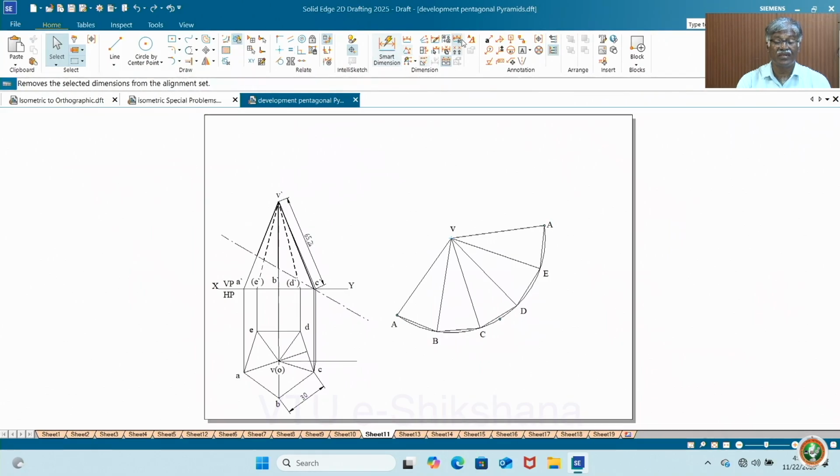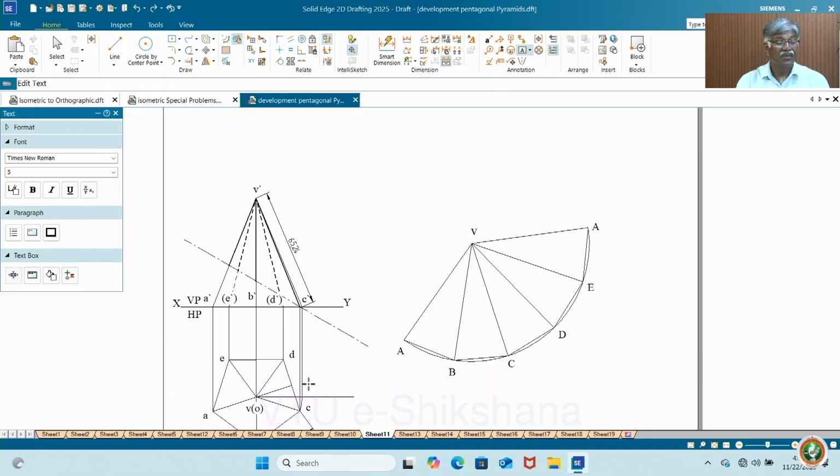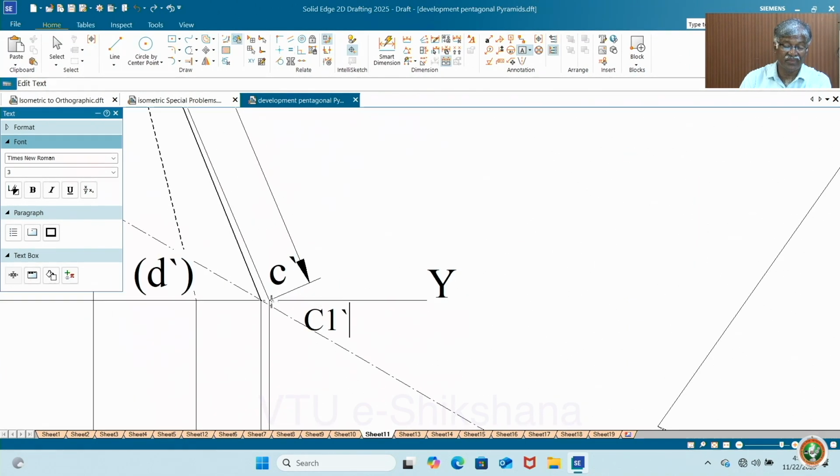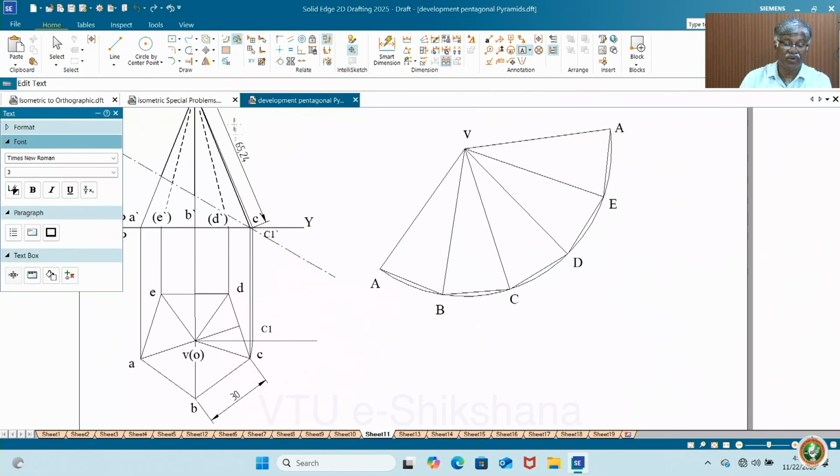Better name it because of the procedure, okay. So here is the C1, this is C1, this one is C1 dash, the corresponding point on the moving locus, C1 dash. So this is C1 dash, okay. Now that is the true length, okay. See, around 65 you get.